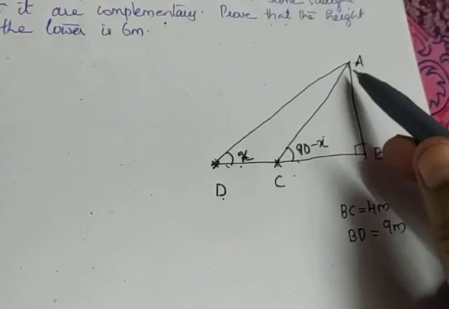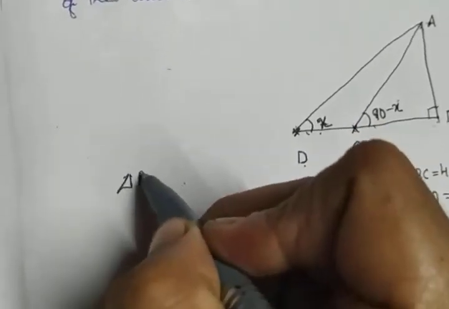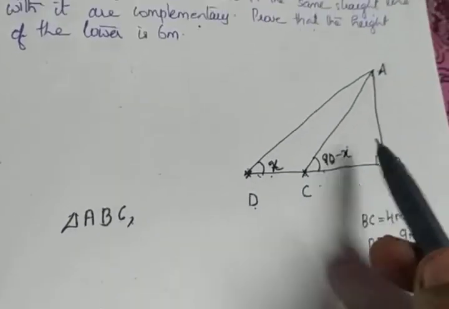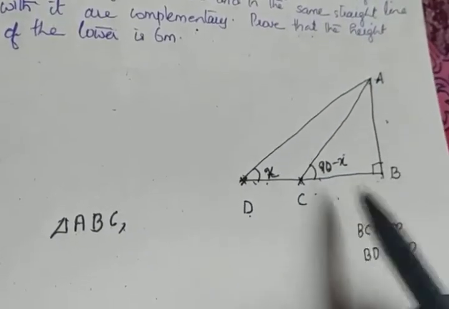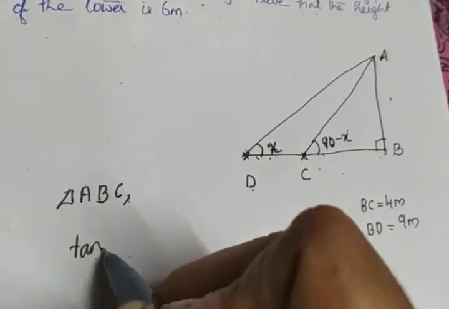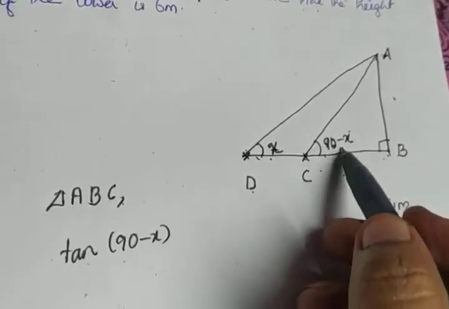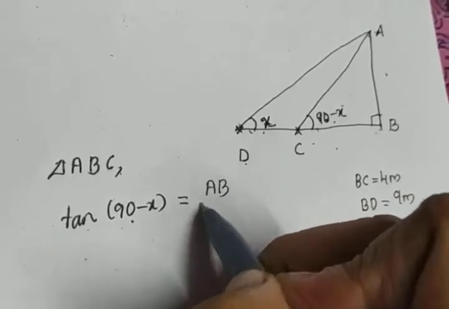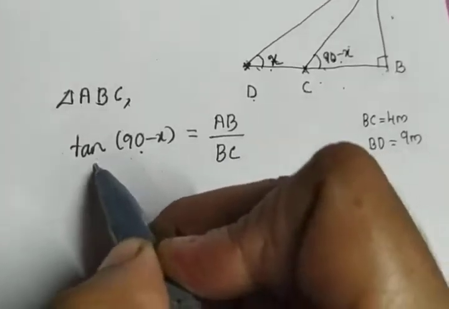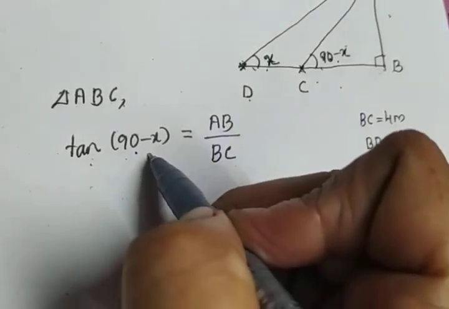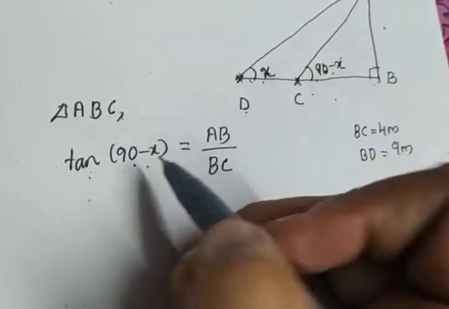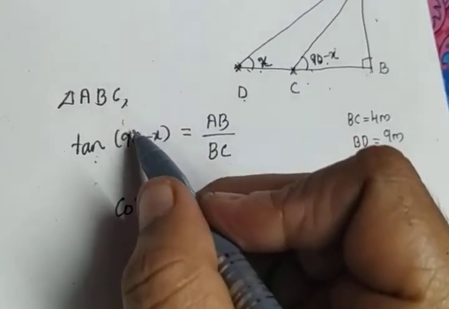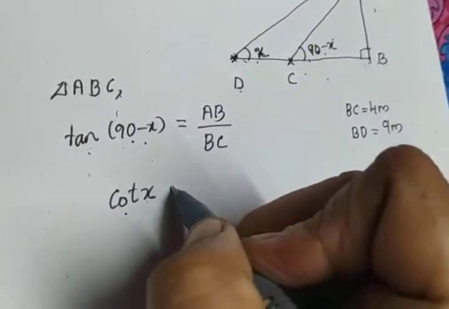Okay, so what we will do is we will take the first triangle, triangle ABC. From that triangle, with respect to the angle 90 minus X, AB is the opposite side and BC is the adjacent side. So we will take the ratio tan of 90 minus X. So we have taken tan of 90 minus X, which is the opposite side AB divided by the adjacent side BC. And what is tan of 90 minus X? We have studied in the chapter Introduction to Trigonometry: tan of 90 minus X is cot X, complementary angle, isn't it? So it is cot X equal to AB.